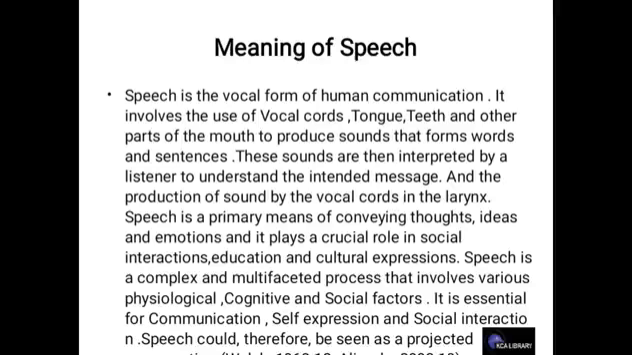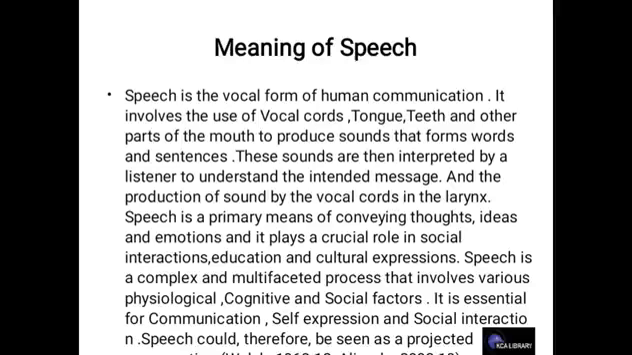It involves the use of vocal cords, the tongue, the teeth, and other parts of the mouth to produce sounds that form words and sentences. These sounds are then interpreted by a listener to understand the intended message and the implied meaning, and the production of sound by the vocal cords in the larynx.